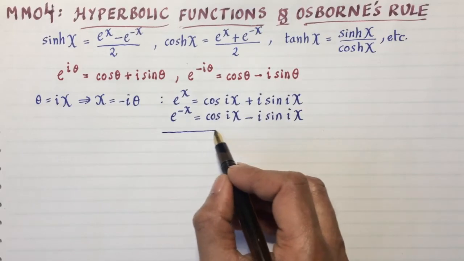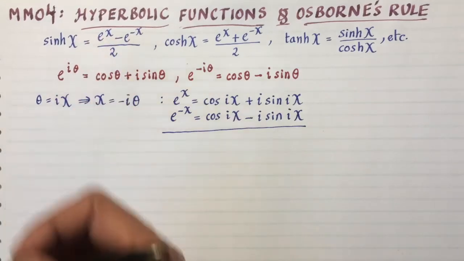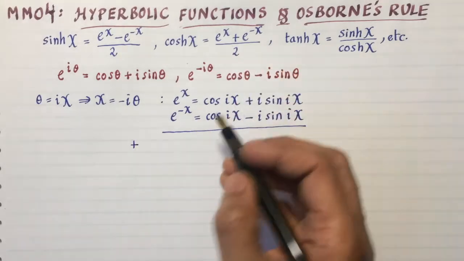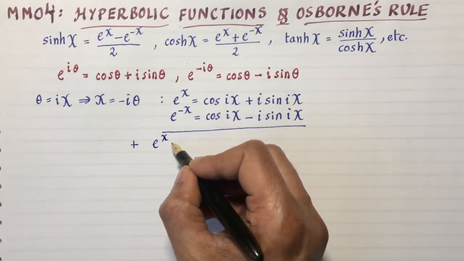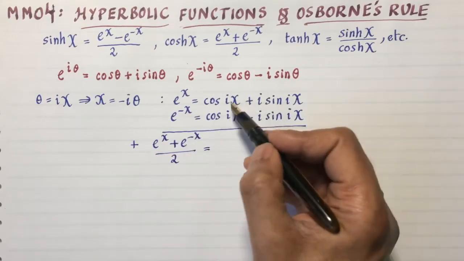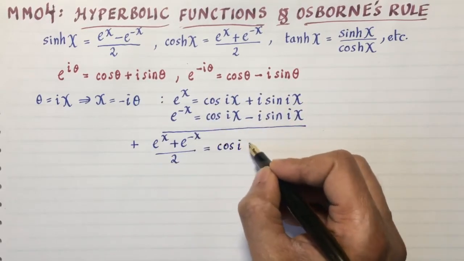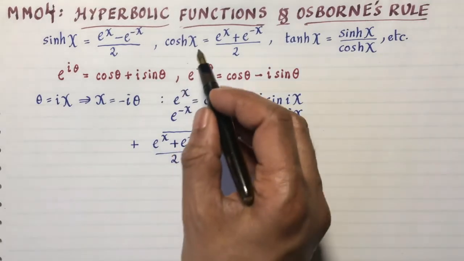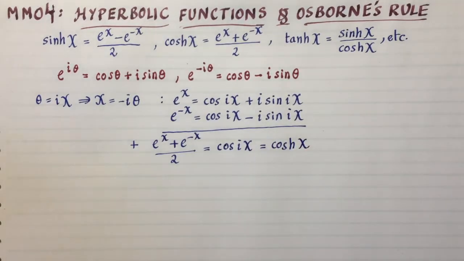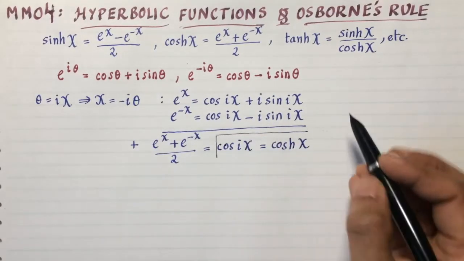I can add these two and subtract them to get those. So if I add them, I'm going to get cosh: e to the chi plus e to the minus chi divided by 2. I'm going to get 2 times cos, and if I divide by 2, I'll get cos i chi. But cos i chi is the same as cosh chi. So that's the big result I have, connecting the trigonometric functions and the hyperbolic functions.